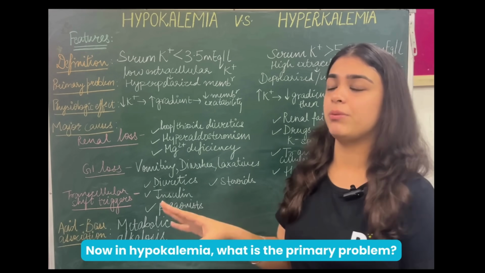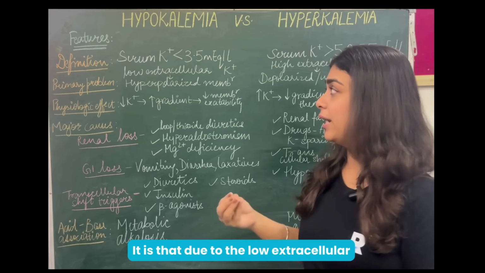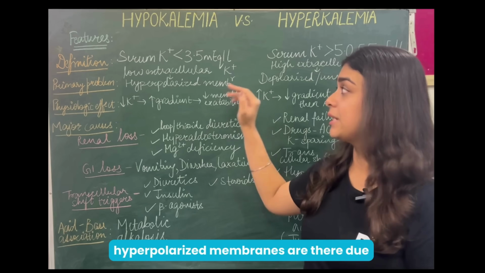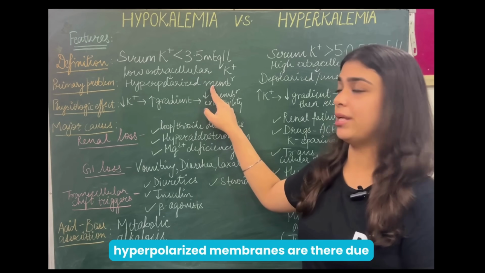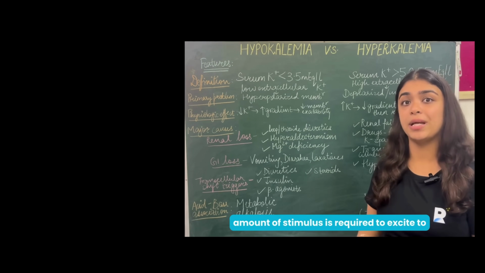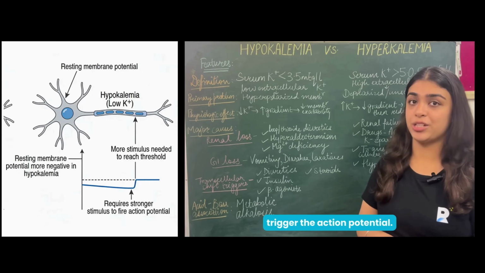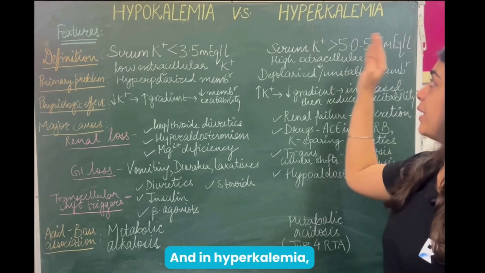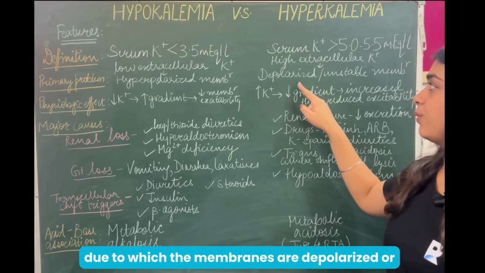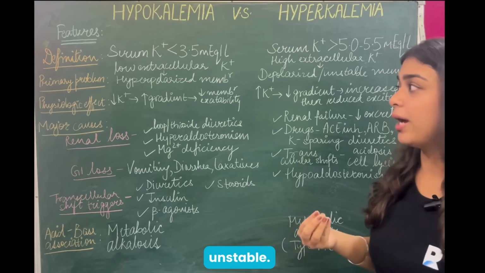Now in hypokalemia, what is the primary problem? It is that due to the low extracellular potassium ion levels, hyperpolarized membranes are there, due to which more amount of stimulus is required to excite and trigger the action potential. And in hyperkalemia, high extracellular potassium levels are there, due to which the membranes are depolarized or unstable.